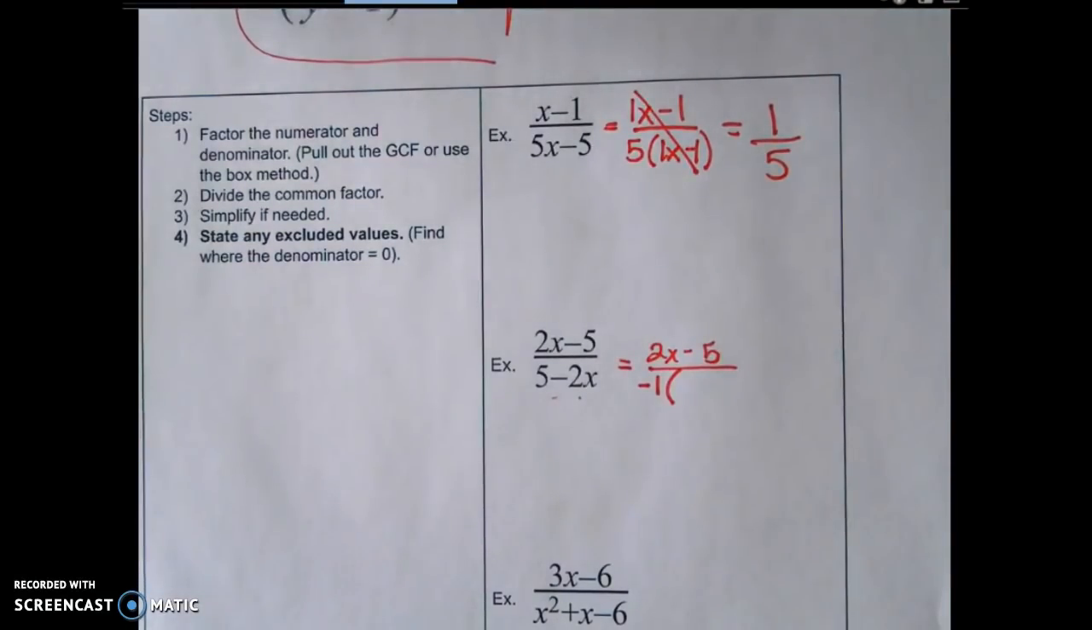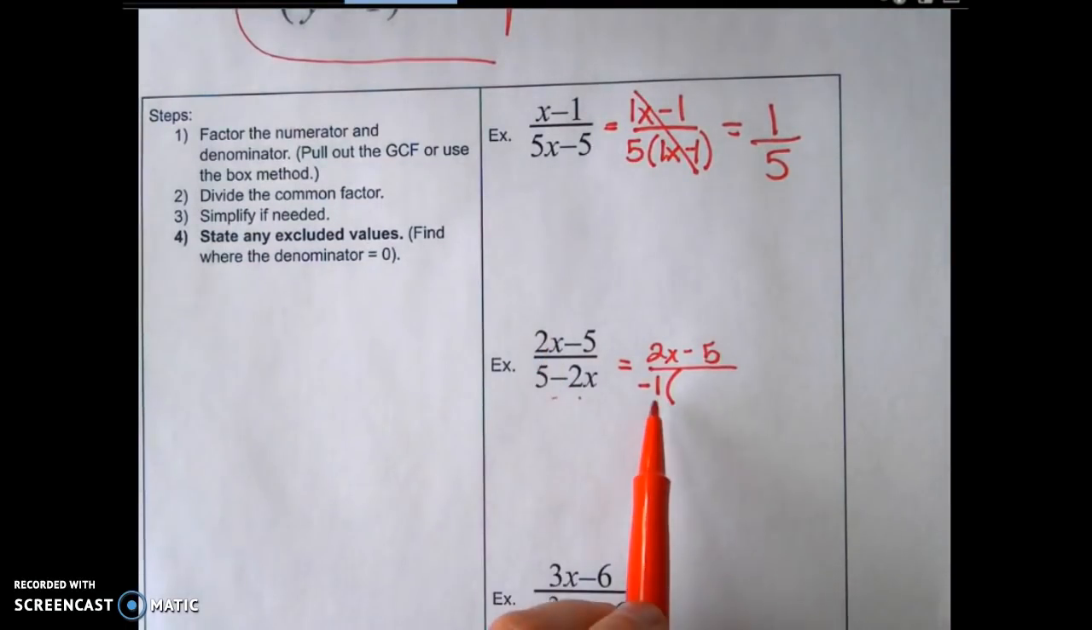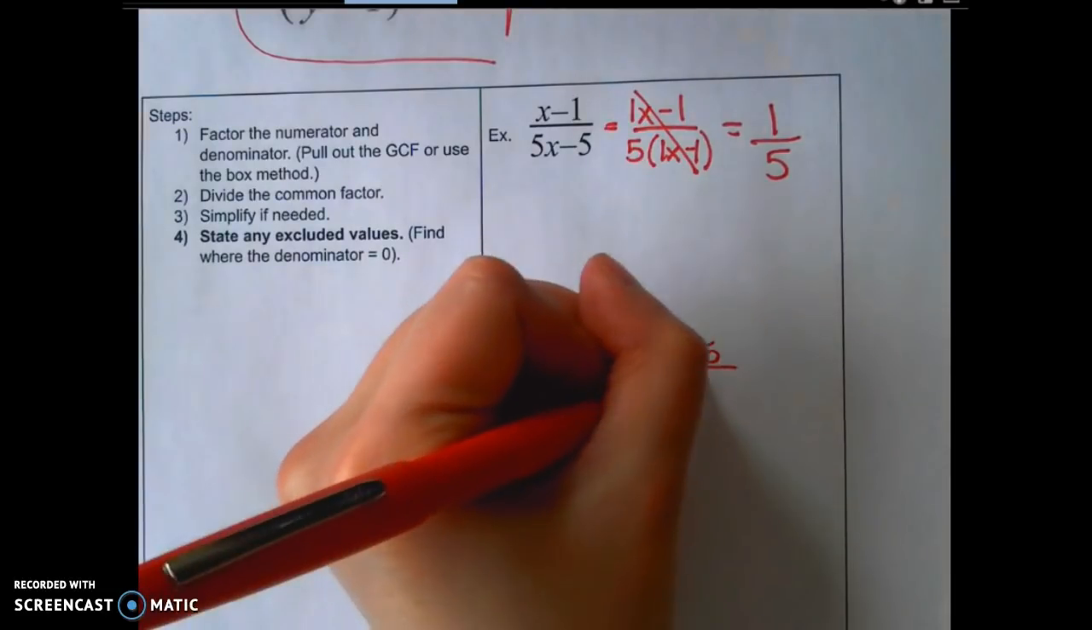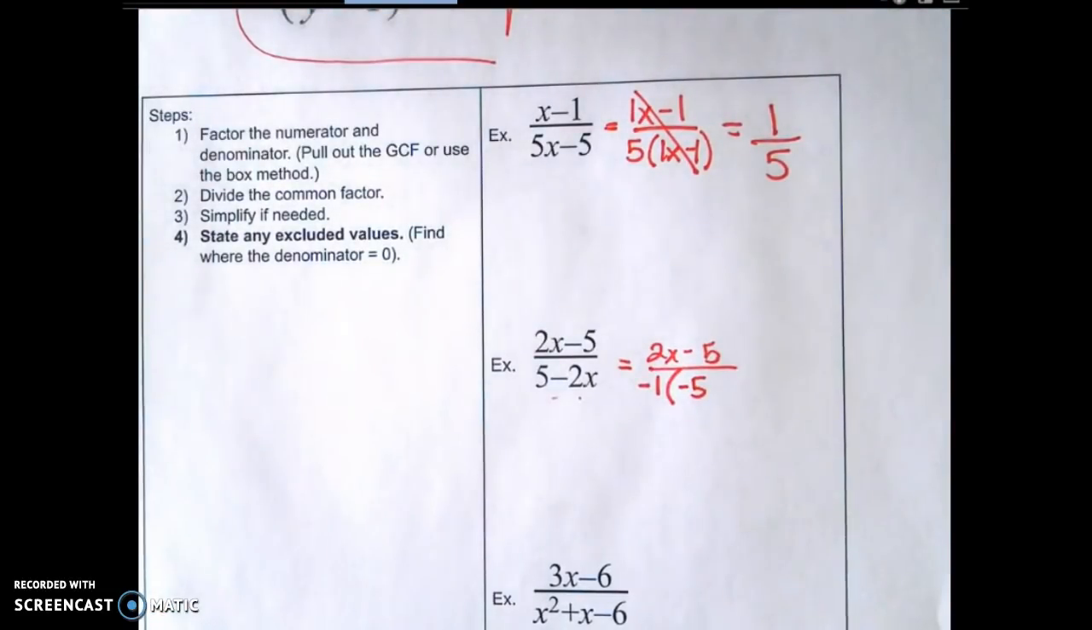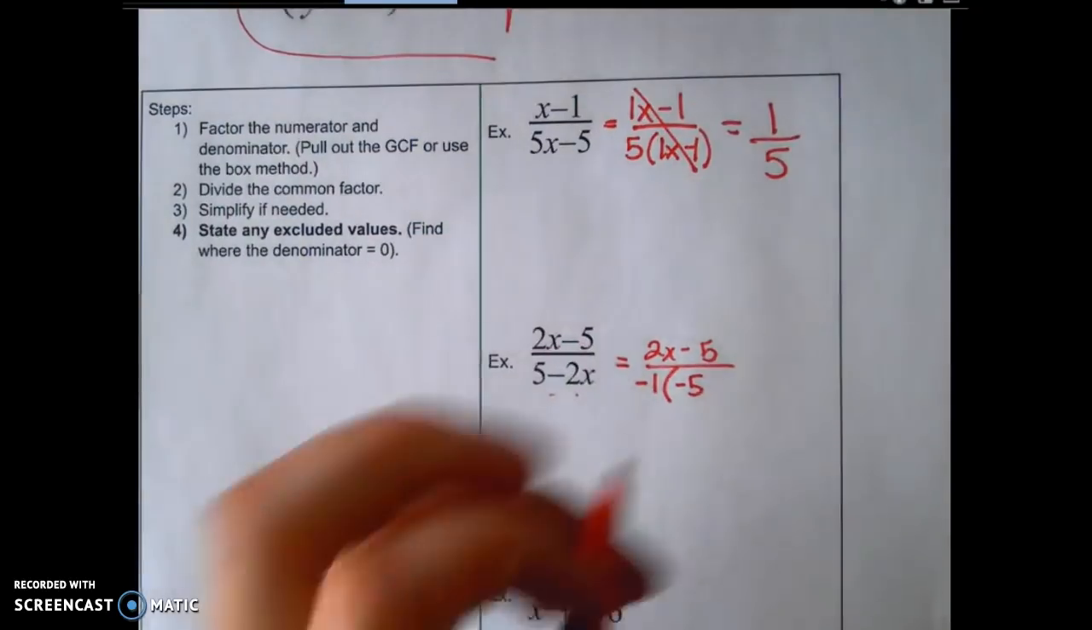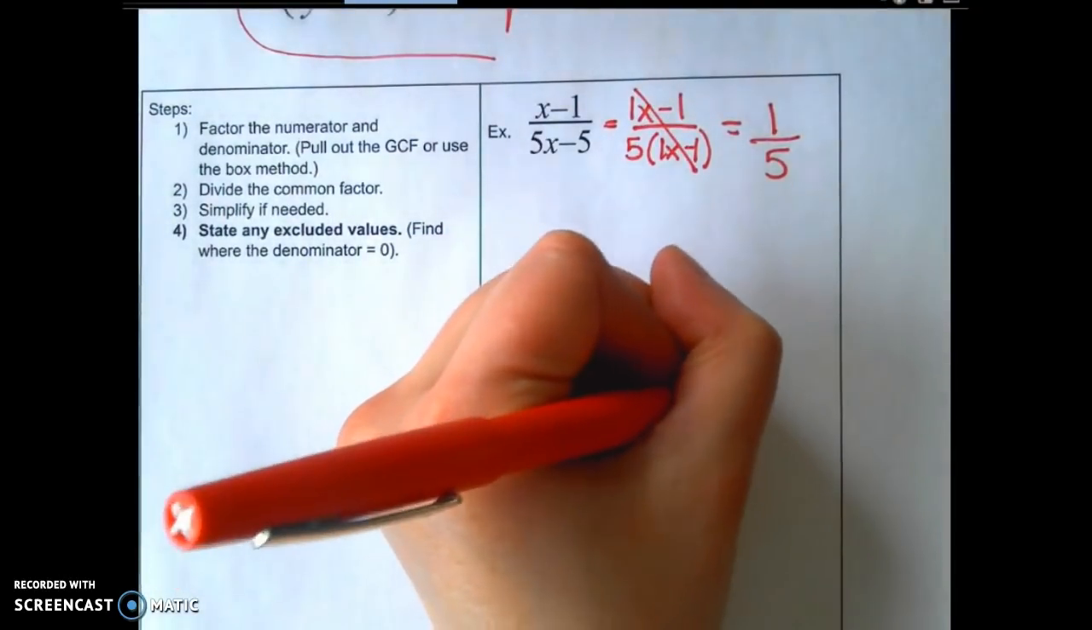I'm going to factor out a negative 1. So what did I multiply negative 1 by to get 5? I had to multiply it by a negative 5. What did I have to multiply negative 1 by to get negative 2x? I had to multiply by a positive 2x.